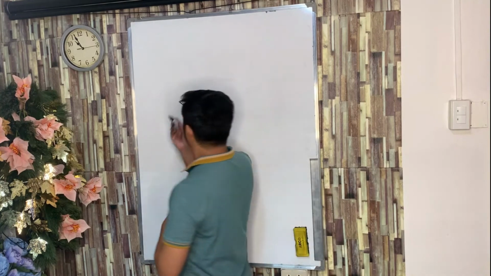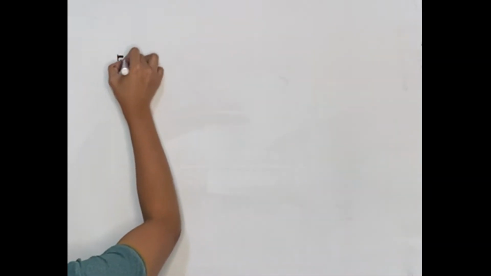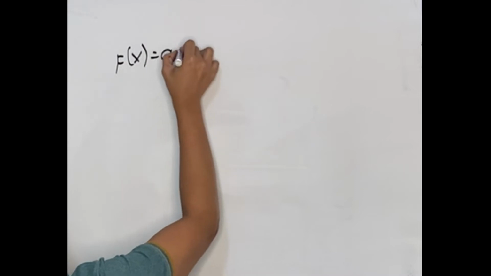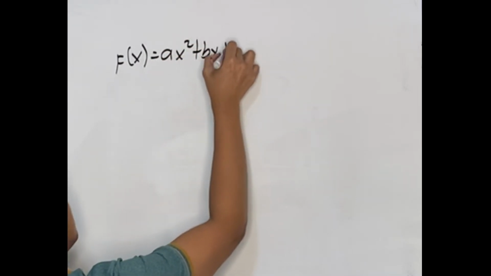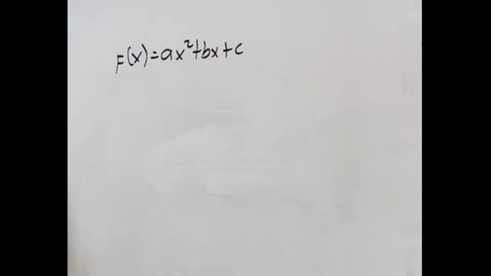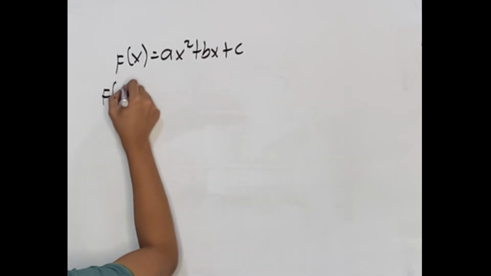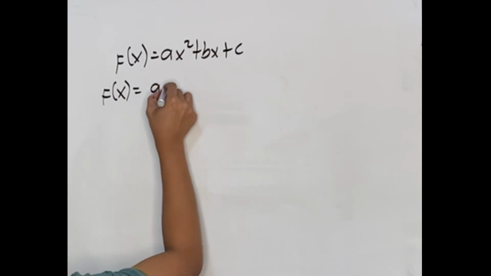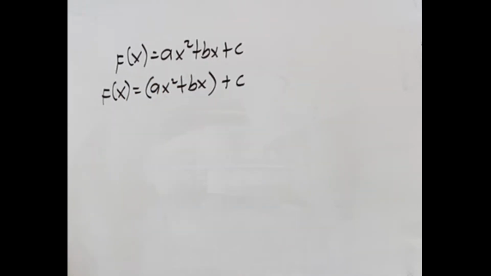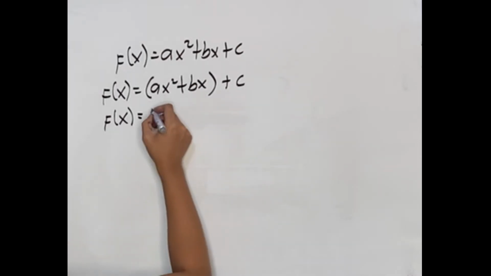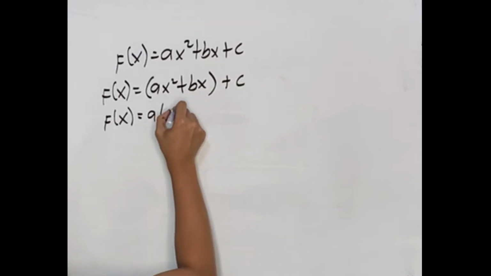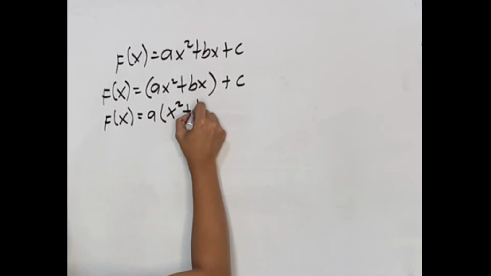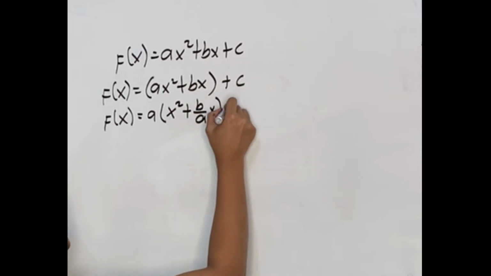So now let's have the function f of x is equal to ax squared plus bx plus c. Let us use this initial function and write it in vertex form. So we will be having f of x is equal to ax squared plus bx, grouped in the function, plus c. We will be factoring out a in the group. So we will be having a times the quantity x squared plus b over a x plus c.